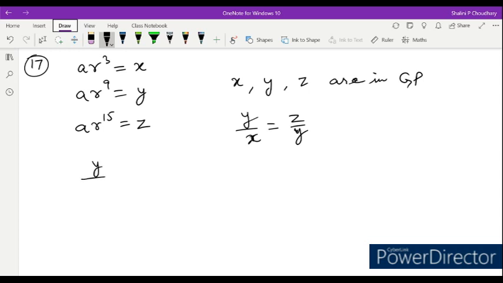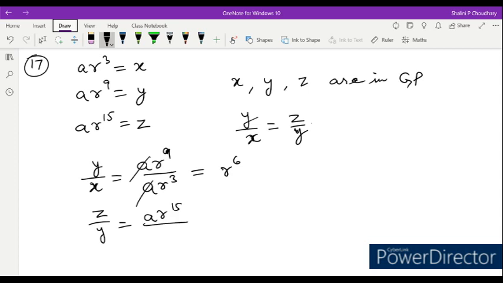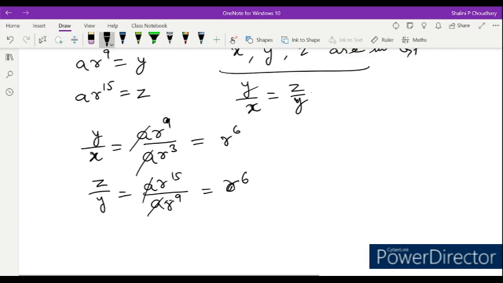So y upon x will be equal to, y is equal to a r to the power 9 and x is equal to a r to the power 3. A cancels and we'll get r to the power 6. And z upon y, z is equal to a r to the power 15 and y is equal to a r to the power 9. A cancels, again we'll get r to the power 6. So the common ratio is the same, so we can say that x, y and z are in GP.